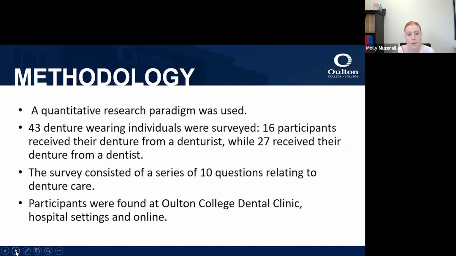Awesome. So for our methodology, a quantitative research paradigm was used. 43 denture-wearing individuals were surveyed. 16 participants received their denture from a denturist, while 27 received their denture from a dentist. The survey consisted of a series of 10 questions relating to denture care, and participants were found at Oulton College Dental Clinic, hospital settings, as well as online surveys.